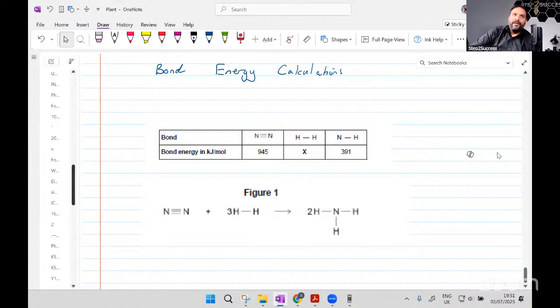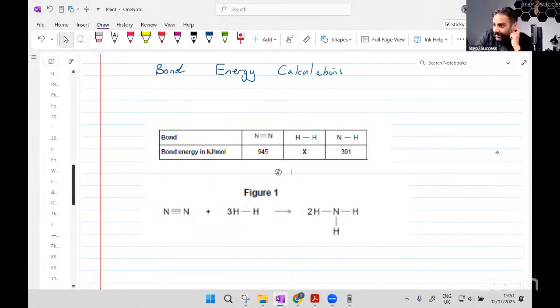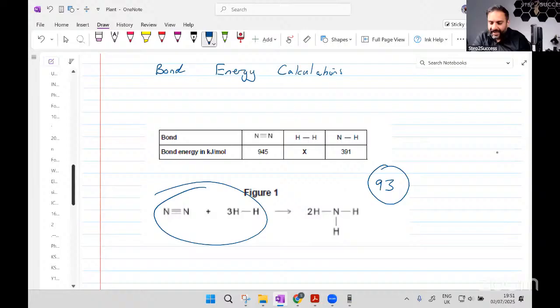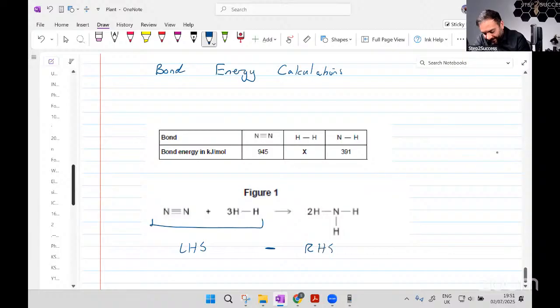Right. And what you have to do in this question is work out what this bond energy is. They'll give you some more information. They'll tell you something like the energy released is 93 bigger than the energy taken in. So what that means is, to work out the overall energy change in this reaction, you do the total energy on the left-hand side, and you minus the total energy on the right-hand side, because the right-hand side is a negative because it's losing energy.